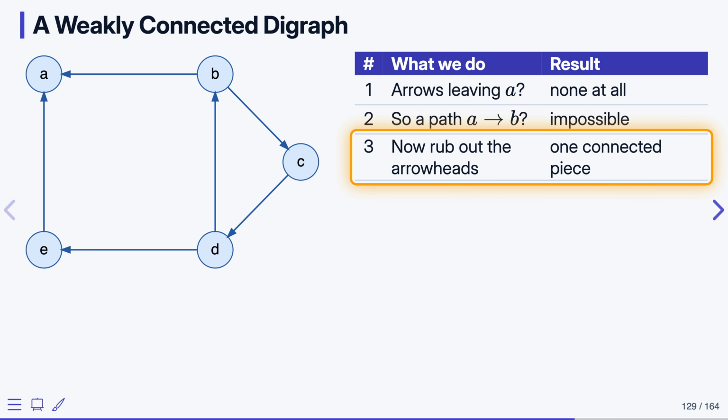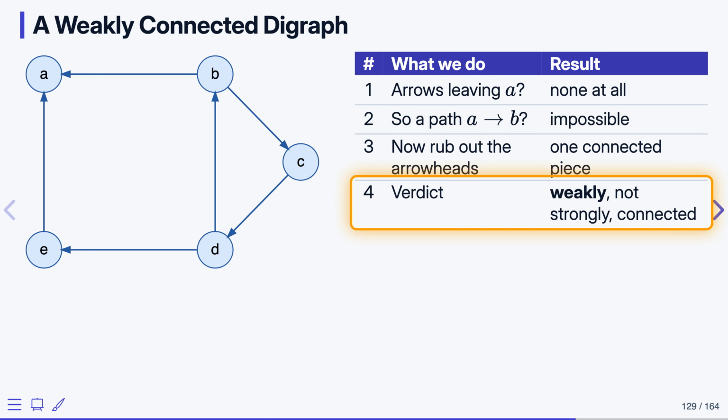Step 3. Now rub out the arrowheads and look again. As an undirected graph, this is one single piece. You can walk from any vertex to any other. Step 4. So the graph is weakly connected but not strongly connected. That is the difference between the 2 ideas in one picture.